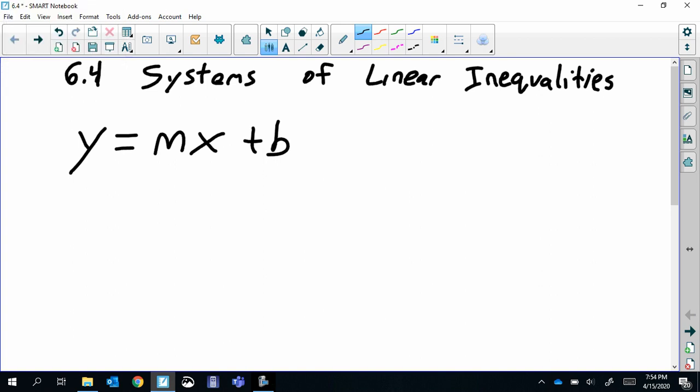Hey guys, this lesson we're looking at systems of linear inequalities. So let's start talking about linear equations real quick. y equals mx plus b. m is the slope, b is the y-intercept. You start at the y-intercept.